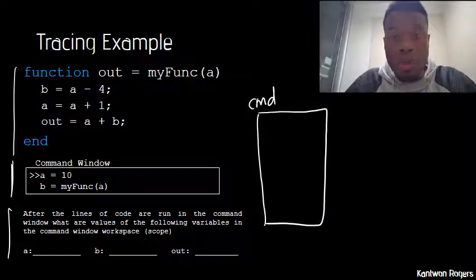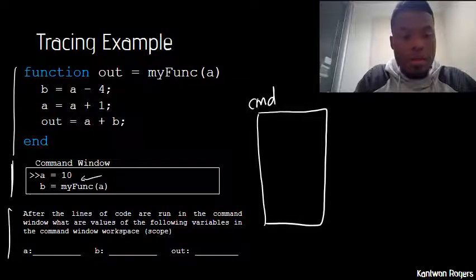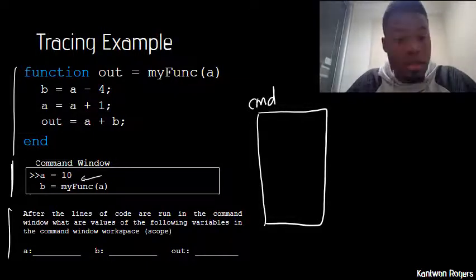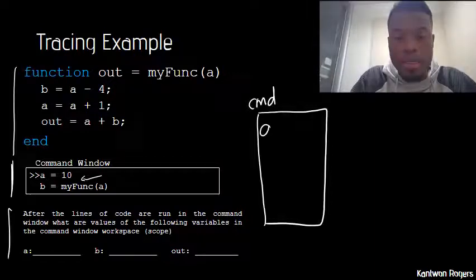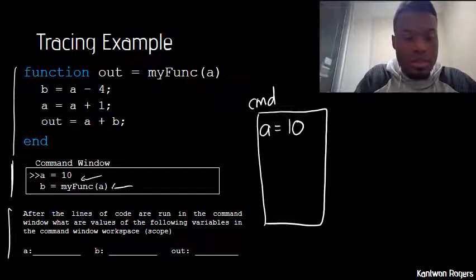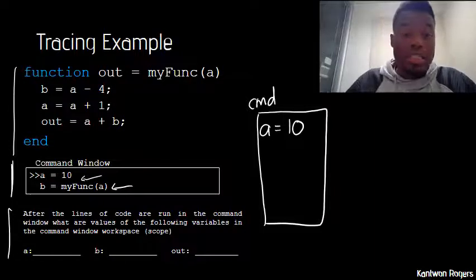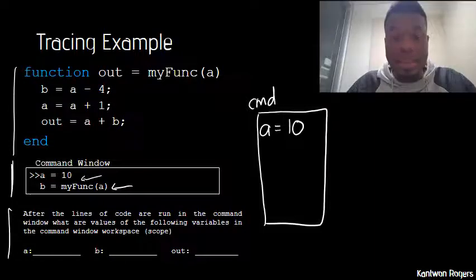So let's go through the command window line by line. The first line here, we have 10 being assigned to A. So inside of our command window workspace, we have a variable A created, and its value is 10. The next thing that happens on this next line is, on the right-hand side of the assignment operator, we're calling a function. So since we're calling a function, we're going to have to translate our inputs.